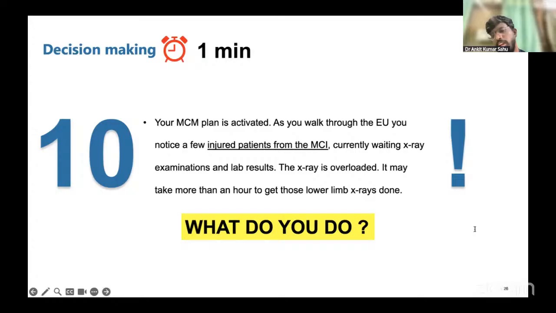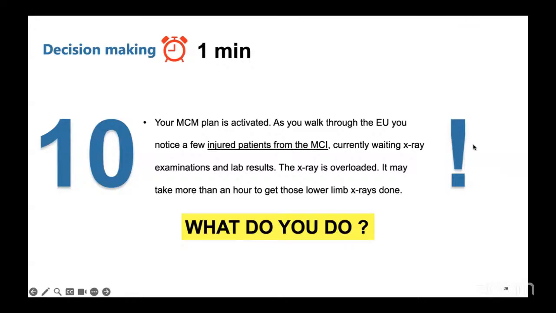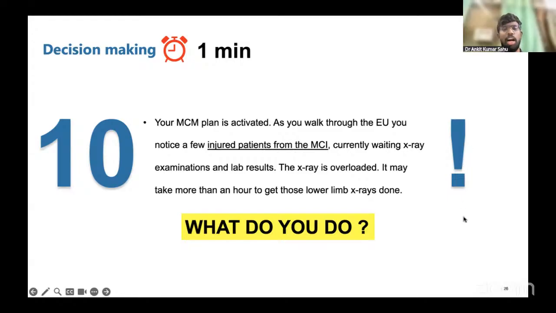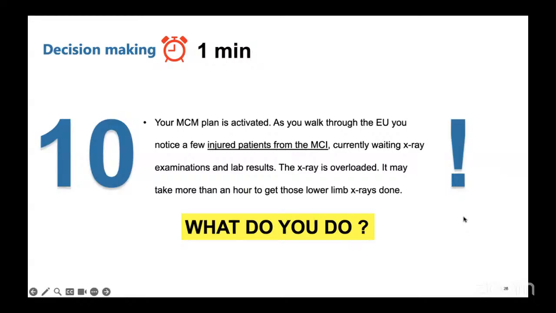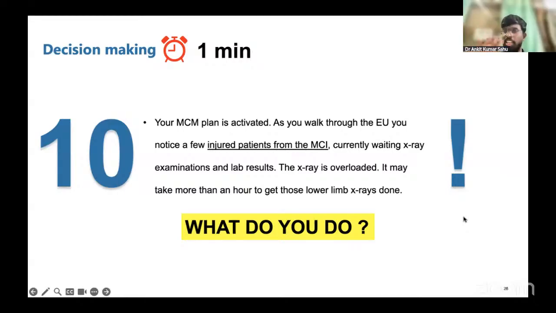Now, what is the role of the incident commander then? Samuel sir, can you add on what you as an incident commander would have done here? Where did the problem happen here? Sir, you are acting as an incident commander, and while taking the round, you find that some patients are waiting outside the X-ray room. What is your role now?